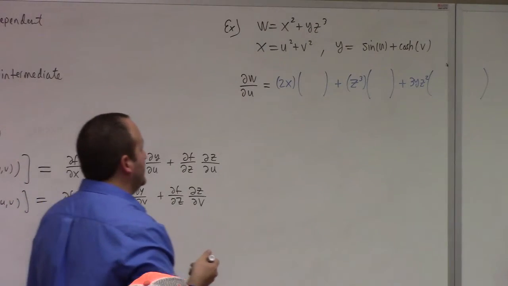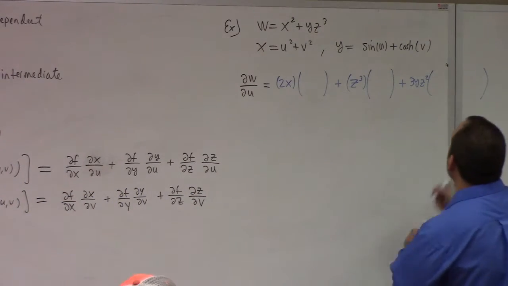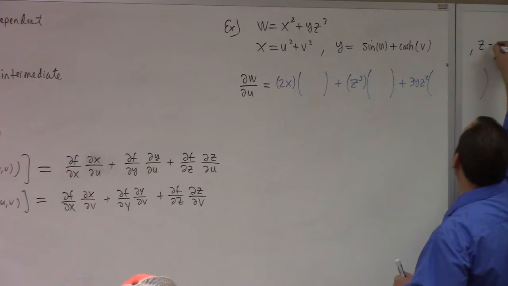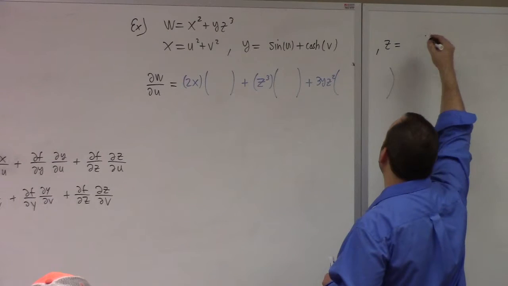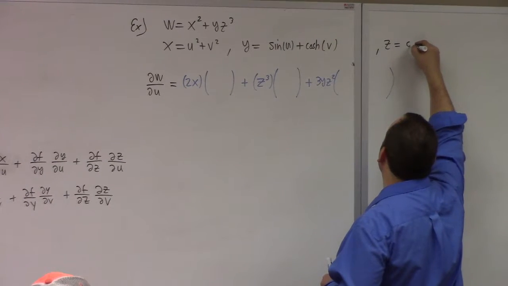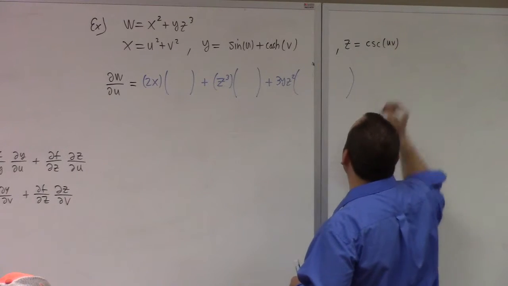Wait, what is z equal to is a very good question. That's a very good question indeed. z is equal to what? Let's see, I don't think we know how to differentiate cosecant of uv there.